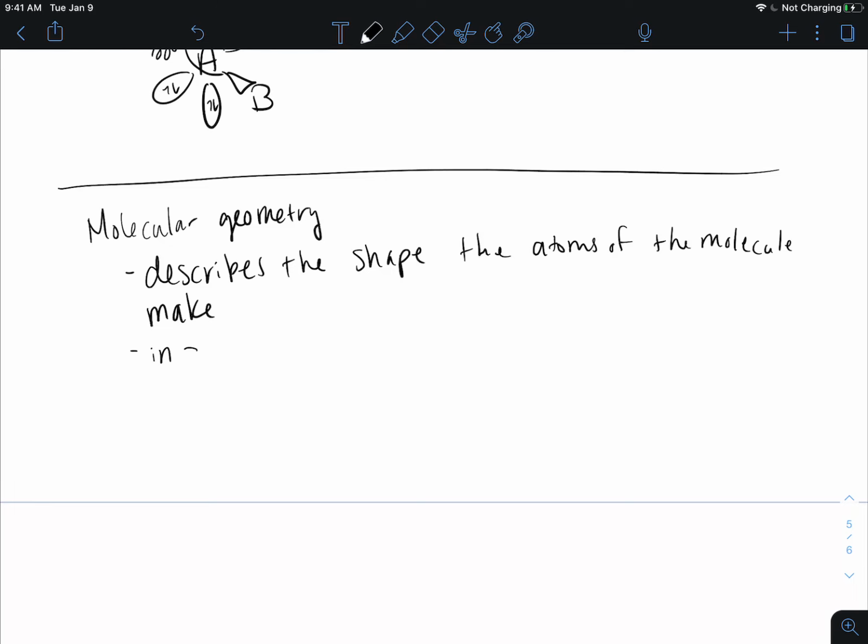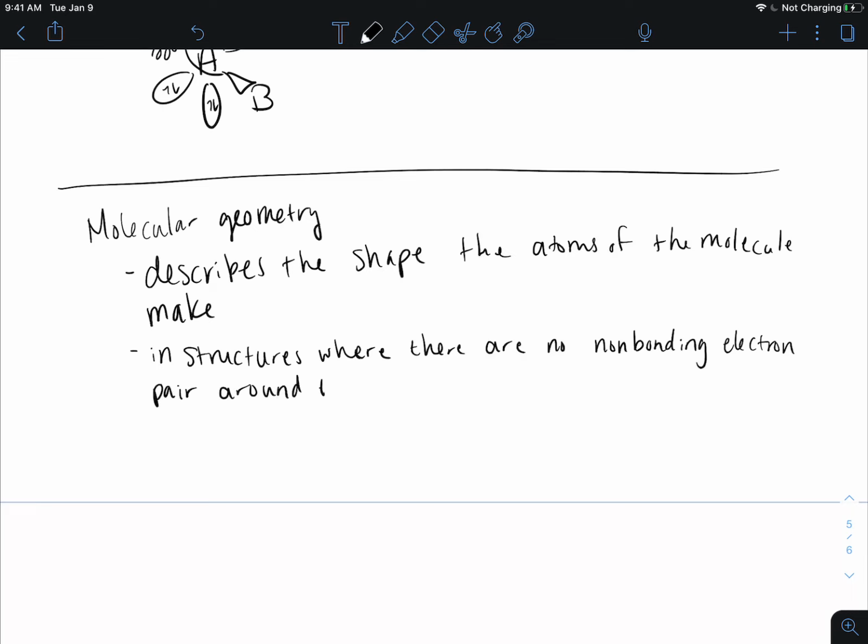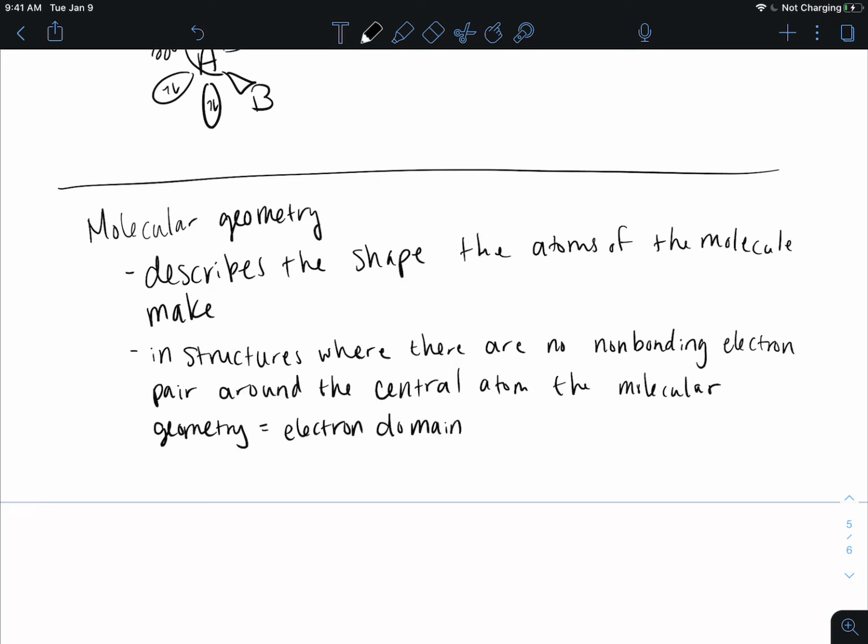So in structures where there are no non-bonding electron pairs around the central atom, the molecular geometry will be equivalent to the electron domain geometry. So they will be the same.